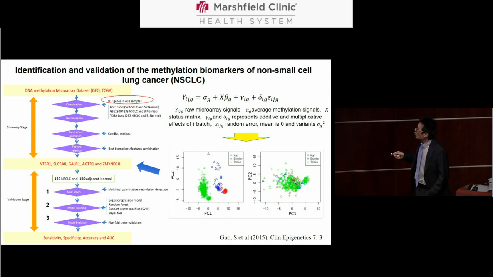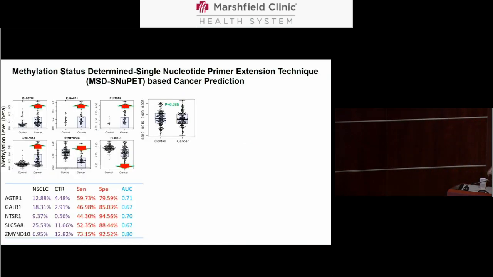So I collected 150 lung cancer and adjacent normal tissues, and I wanted to detect these 5 biomarkers in my own tissues. Because this started in 2012, we didn't have a very good method to detect the methylation of 5 biomarkers at the same time. So I was thinking, can we propose a new method to detect these 5 genes at the same time? Because if you detect them at different times, then you still have batch effects.